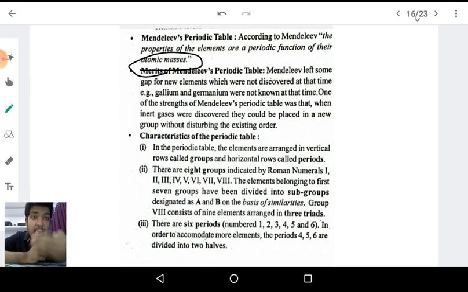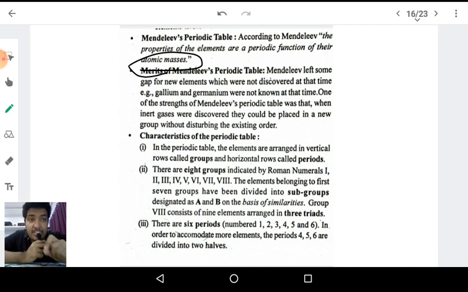Horizontal rows were there and vertical rows were there. The vertical rows were called the groups and the horizontal rows were called the periods. So in the modern periodic table also the same pattern is happening. Whichever is coming down, that is known as the period, and whichever columns are going to this side, that is known as the group. So the same concept here also.